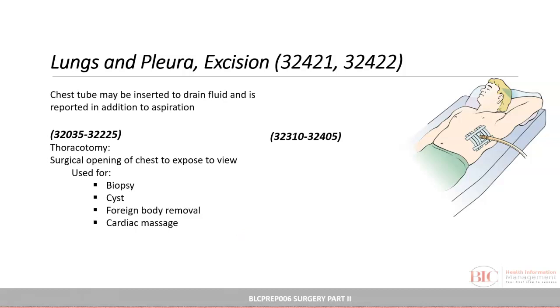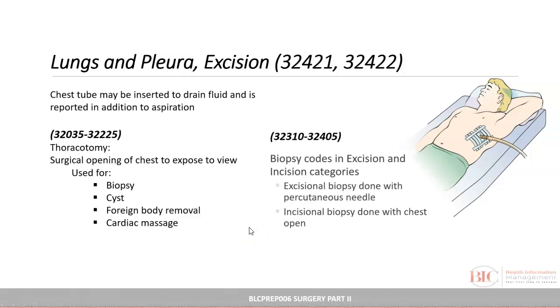Also in this section, you may find a chest tube insertion, which is inserted to drain fluid and is reported in addition to the aspiration. And 32035 to 32225, you'll find your thoracotomies, which is a surgical opening of the chest exposed to view the chest. It can be used for a biopsy, removal of a cyst, removal of a foreign body, or a cardiac massage. Your range of codes 32310 to 32405.